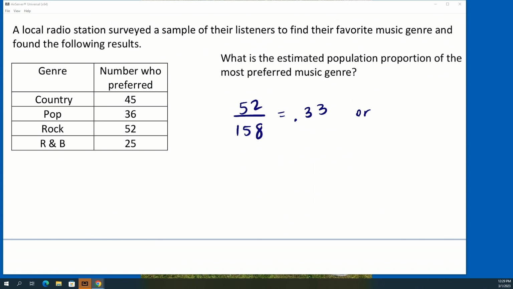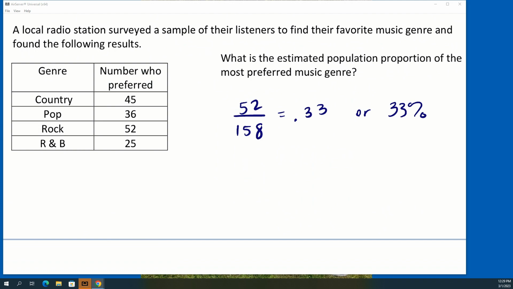Do you guys know 0.33 as a percent? 33%. So it could go either way. When you're changing decimals to percentages, you just move that decimal point over 2 places. Okay, so we did a sample proportion to estimate a population proportion, and that's pretty much what you have to do.